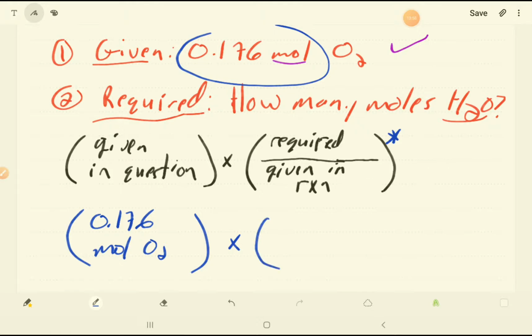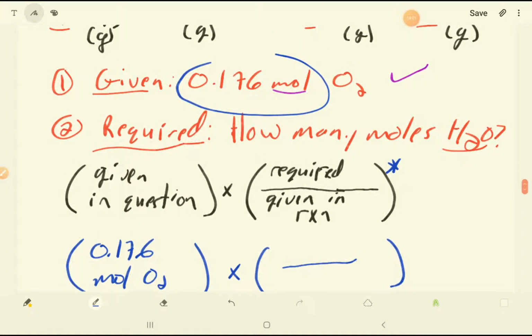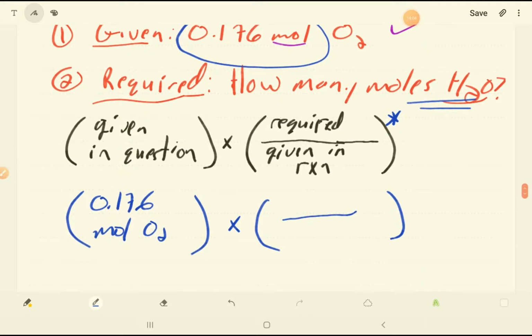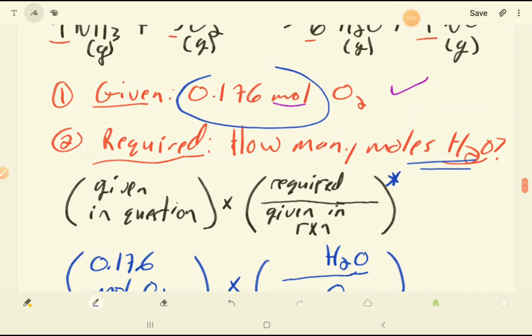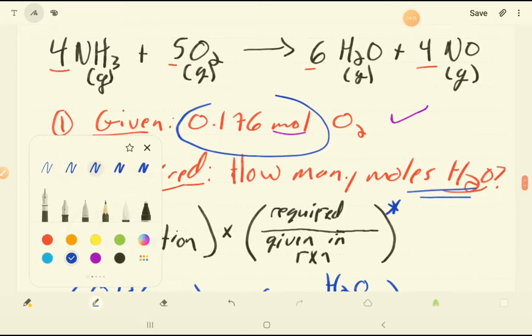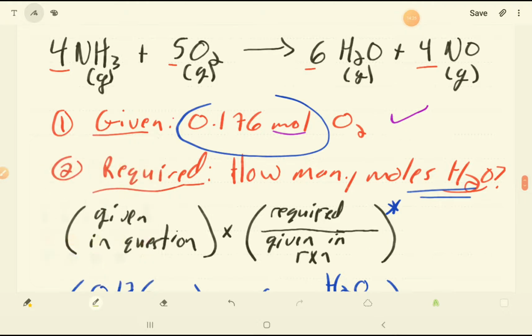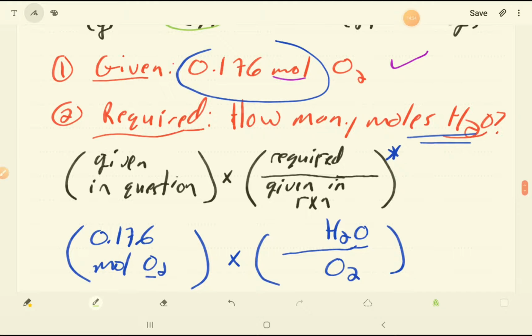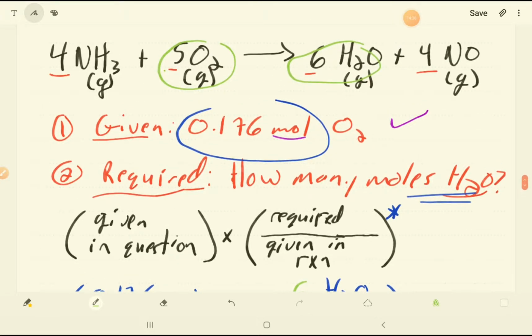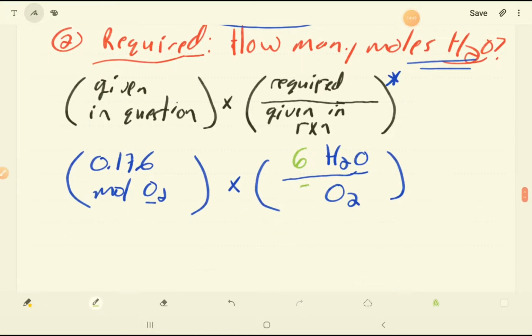And then we're going to multiply it by the required. Well, what is the required? The required is how many moles of H2O. So that is going to go on top. And remember that this and what goes at the bottom here, the denominator, are going to be the same substance. So we're going to write O2 as well. Now, this section on the right is going to refer to the mole ratio. And when we look at the mole ratio between O2 and H2O, we can see that it's 5 and 6, which means that it's 6 moles of H2O to 5 moles of O2.